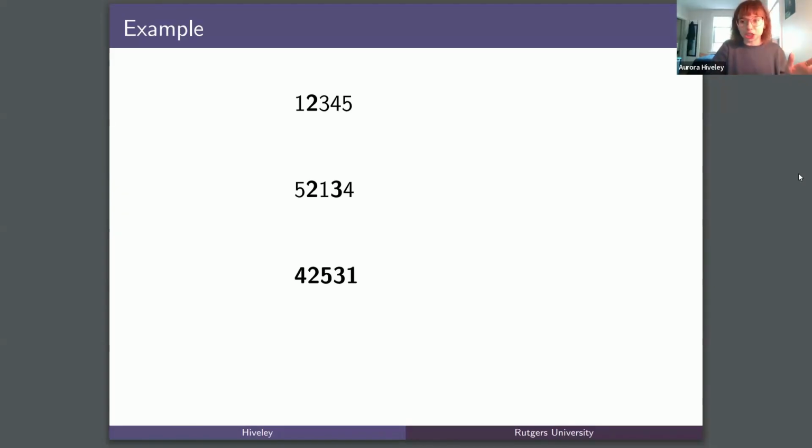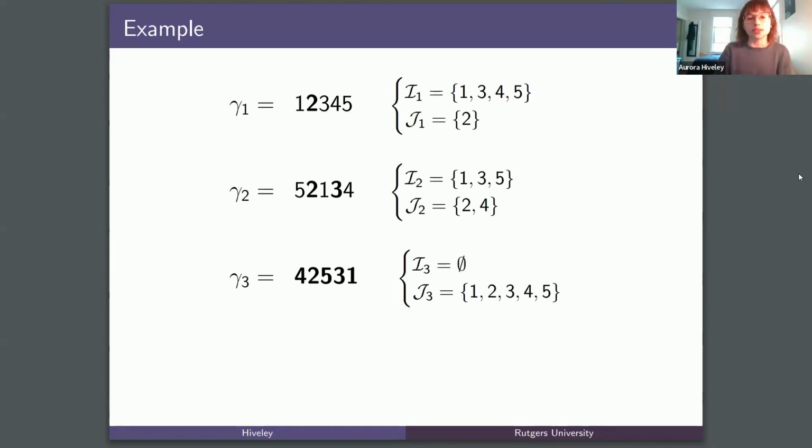So in order to give you some notation to go behind this game, each one of our guesses we'll denote with a gamma, whose subscript is the number of the guess we're doing. So gamma 1 is our first guess. And for each guess, we have 2 subsets of indices. We have the subset that consists of all of the correct indices for that guess and the subset of incorrect ones. And we'll denote this with an I for incorrect indices or a J for correct ones.